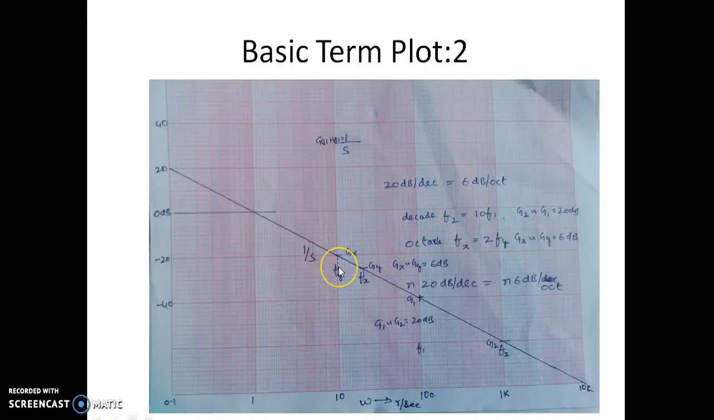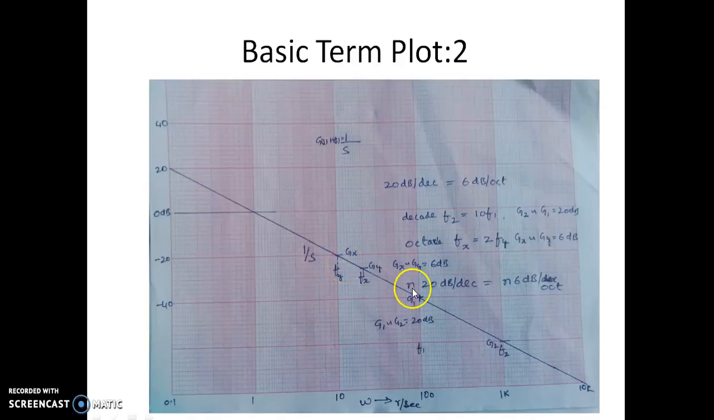Meaning, if the frequency has a ratio of 2, then the gain will have a difference of 6 dB. Meaning, a 20 dB per decade line is equivalent to having a 6 dB per octave. When it is octave, the ratio of the frequencies is 2. When it is decade, the ratio of the frequency is 10. That is, higher frequency by lower frequency ratio is 10. Here also, higher frequency by lower frequency ratio is 2. Whereas the difference in the gain is 20 dB for decade, the difference in octave is only 6 dB.